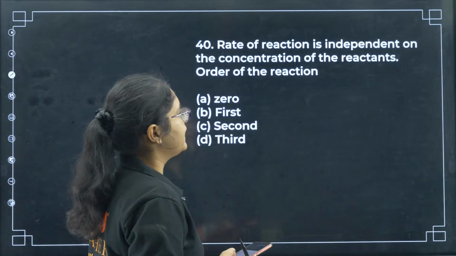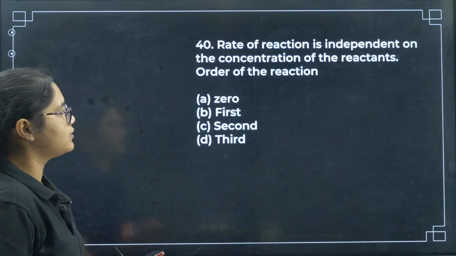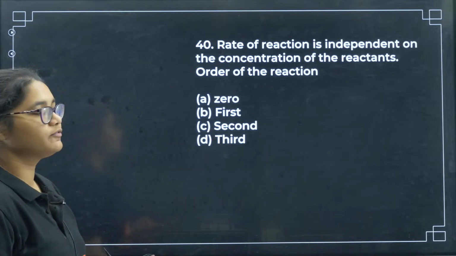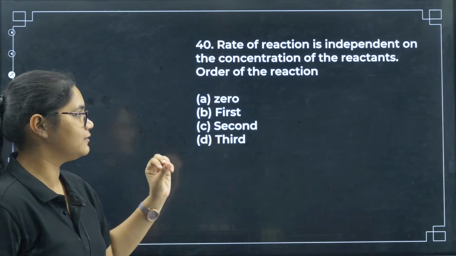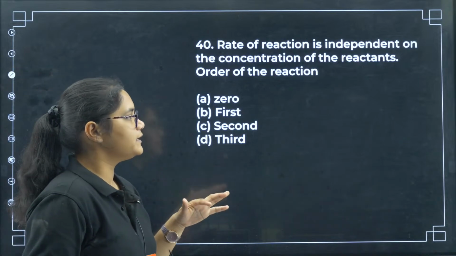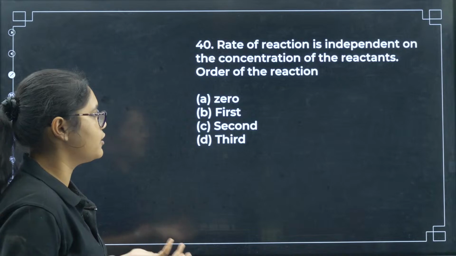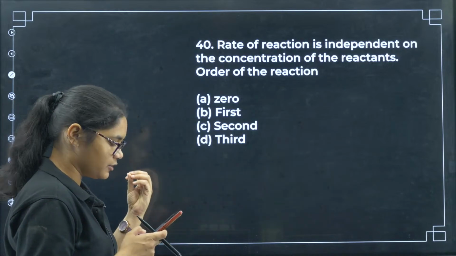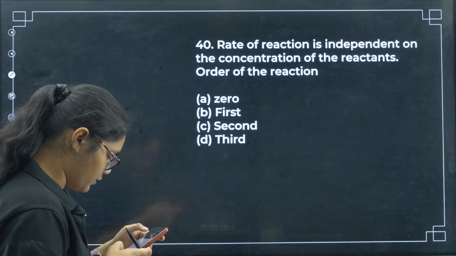40th question. Rate of the reaction is independent of the concentration of the reactants. Order of the reaction is very easy, and I can say a formula based, fact based question. Rate is independent of the concentration. Then which order is it? Is it 0 order, first order, second order, or third order?